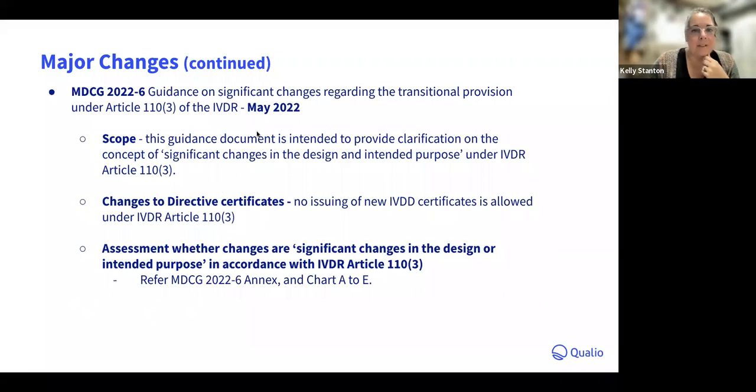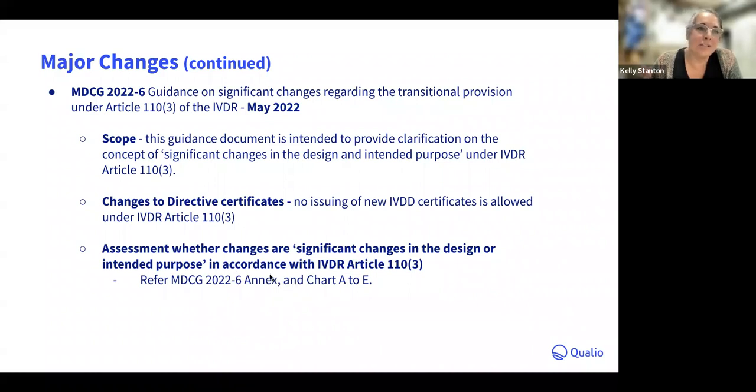So another round of guidances came out just this month in May. This guidance was the MDCG 2022-6, and this guidance is to help clarify the significant changes regarding the transitional provision under Article 110 of the IVDR. This guidance document was intended to provide clarification on the concept of significant changes in the design and intended purpose. There's no issuing of new IVDD certificates allowed now. An assessment whether changes are significant changes in the design or intended purpose.